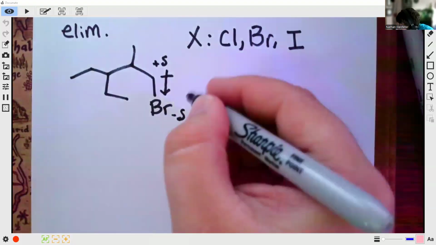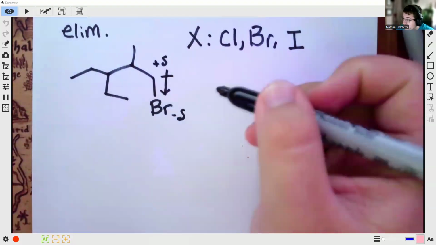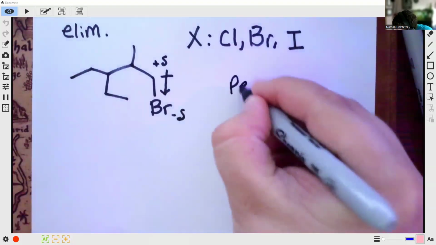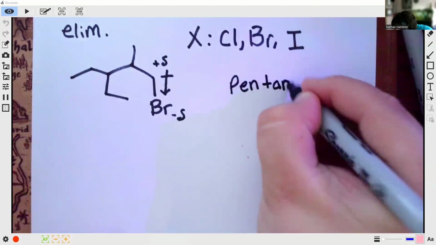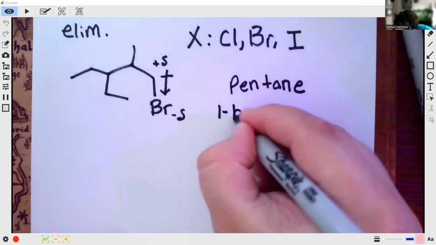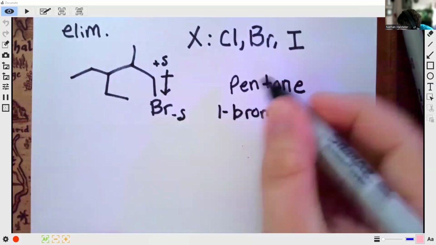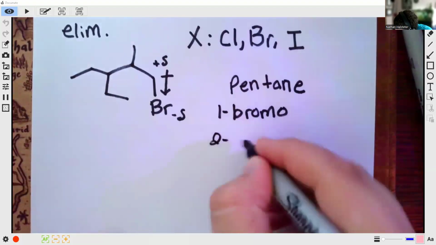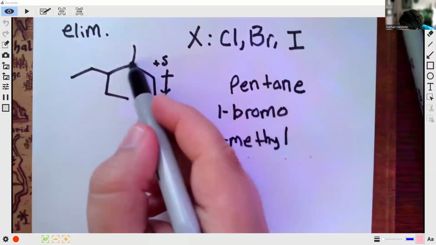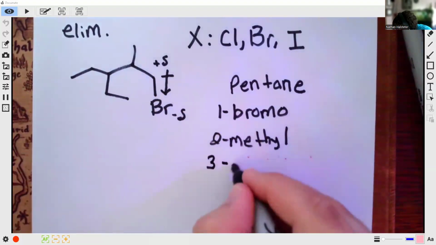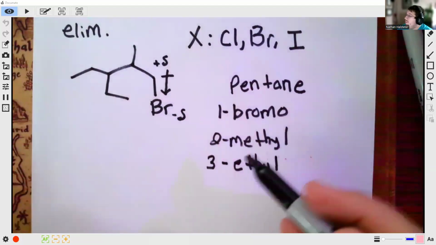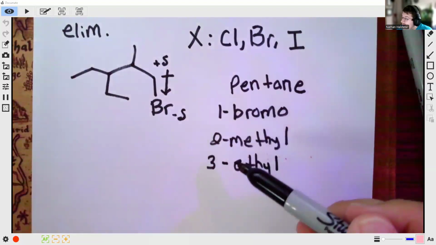Feel free to number. I'd like to take things step by step and then combine them all together. So we have 1, 2, 3, 4, 5 carbons. So we have a pentane. We have 1 bromo, 2 methyl, 1, 2, and 3 ethyl. So now we want to put those in alphabetical order: A, B, C, D, E, then M.